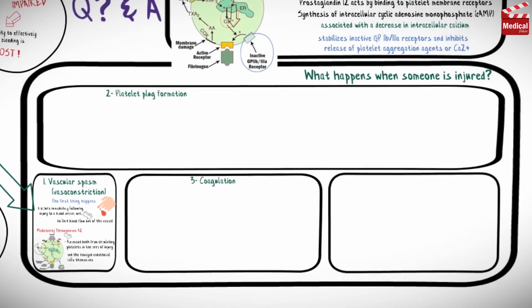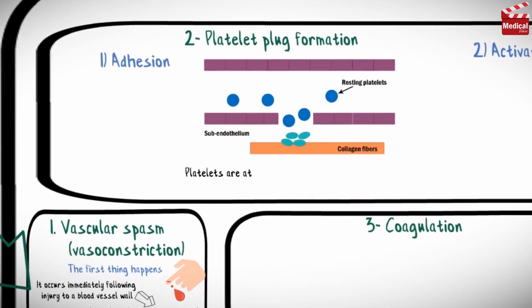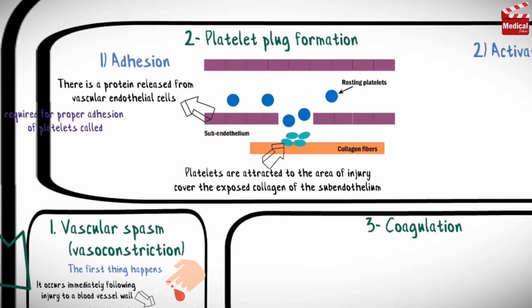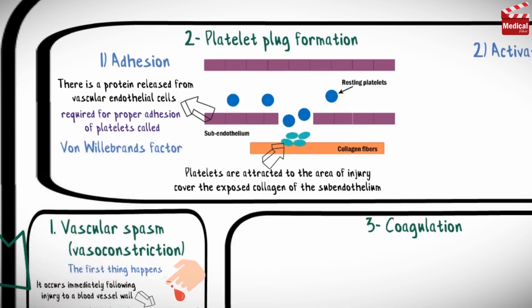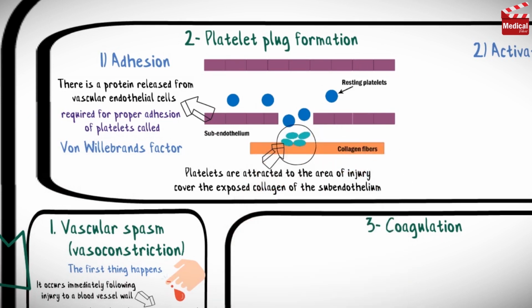Then, platelet plug formation occurs in 3 steps: adhesion, activation, then aggregation. Platelets are attracted to the area of injury and cover the exposed collagen of the subendothelium. This process is called adhesion. There is a protein released from endothelial cells, required for proper adhesion of platelets, called von Willebrand's factor. This protein is essential for allowing platelets to adhere to collagen, as well as to one another.